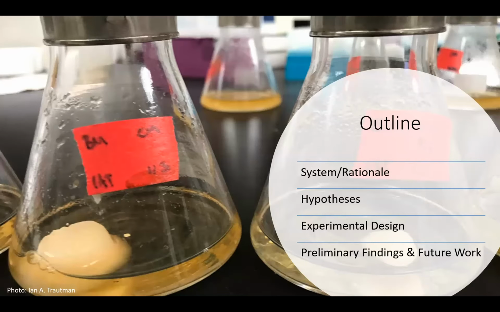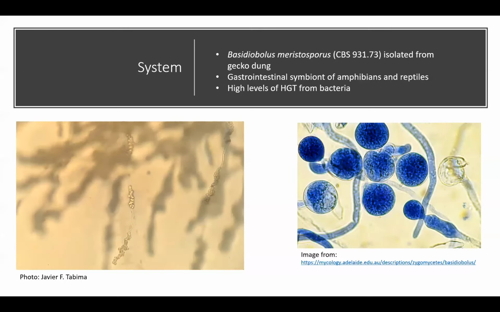So the system that I have chosen to work with is a strain of Basidiobolus meristosporus isolated from gecko dung. Members of this genus live as gastrointestinal symbionts of amphibians and reptiles. One particularly interesting feature of this species that plays a role in making it a good candidate for natural product discovery is that it has high levels of horizontal gene transfer from bacteria, which I will come back to later.